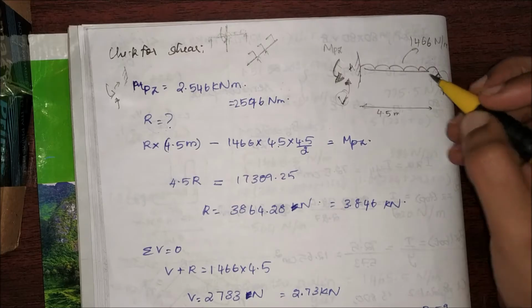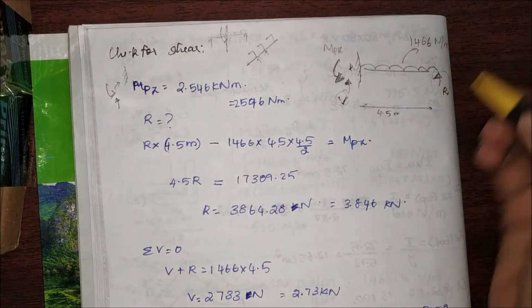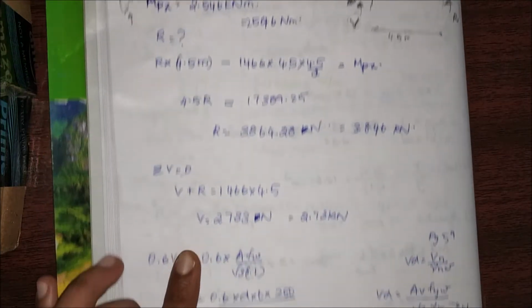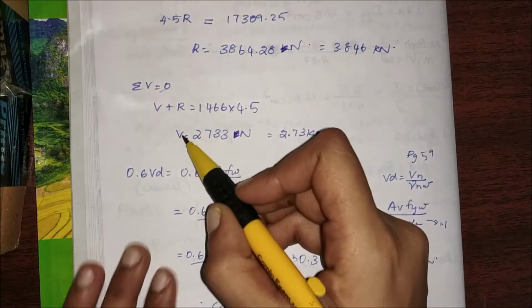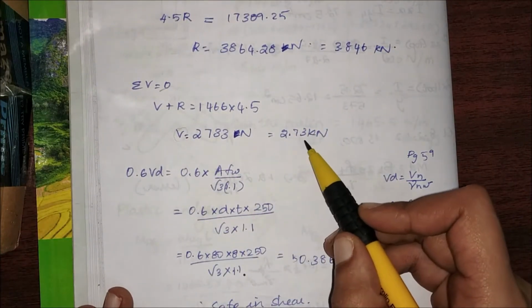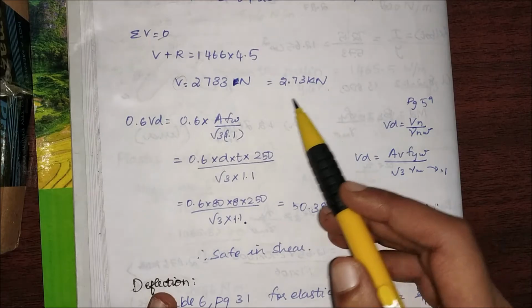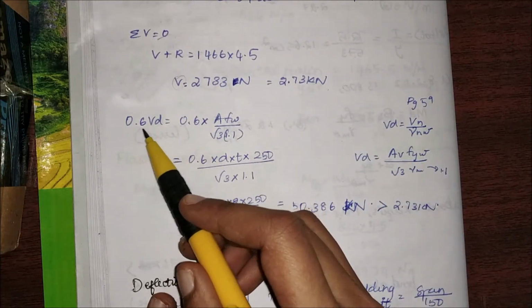Now I know R, I need to find B, and I know the total load. So just by summing all the vertical forces, I can find the shear force acting on it. It is 2.73 kilonewton. After finding the shear force, I have to find what is 0.6 VD.